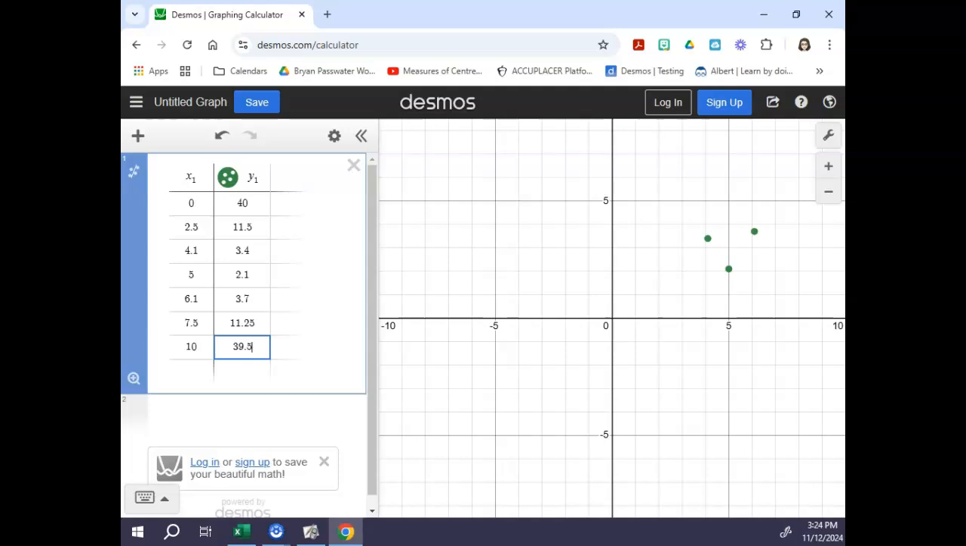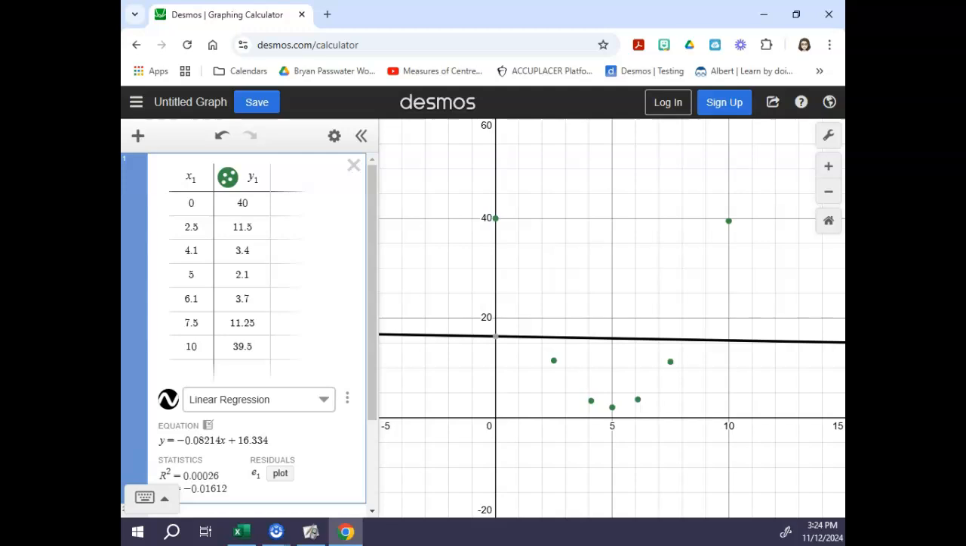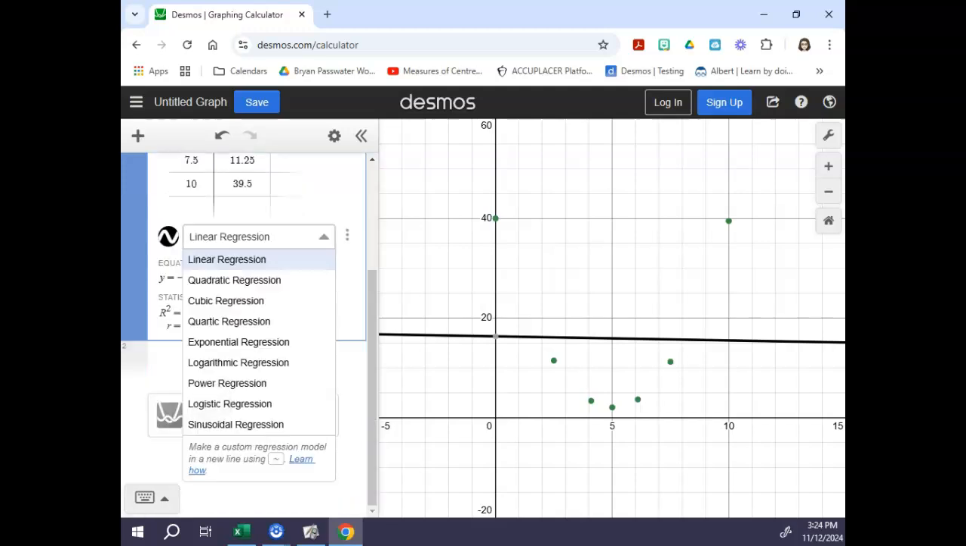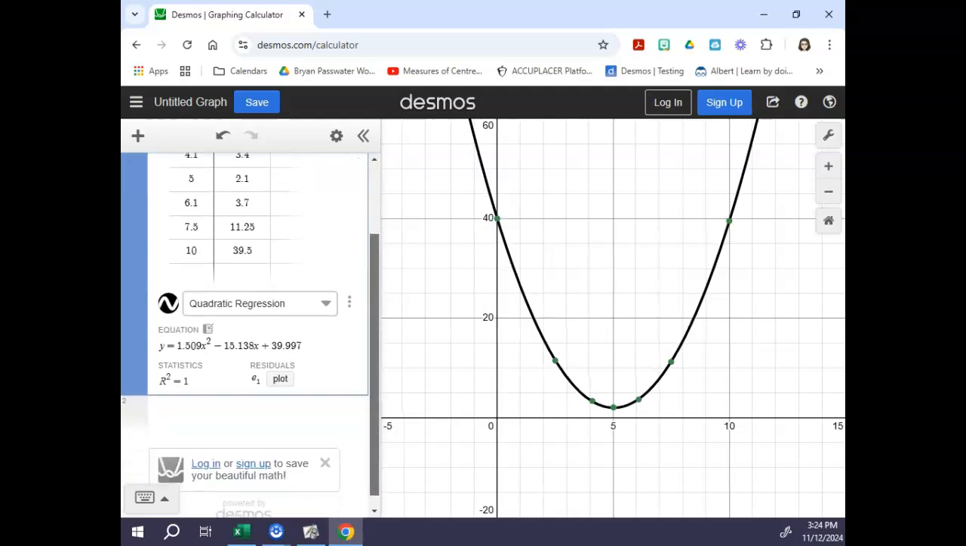Okay. So then the next thing I want to do, I'm going to hit my little magnifying glass there. Now I've already decided that I think quadratic looks good, so that's what we're going to be using. Linear is your default, but I want a quadratic regression. And then I'm supposed to write it correct to 3 decimal places, and so this is what we have here.